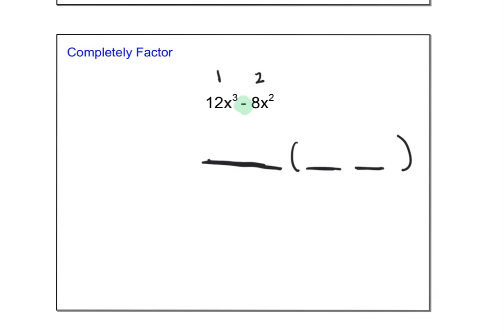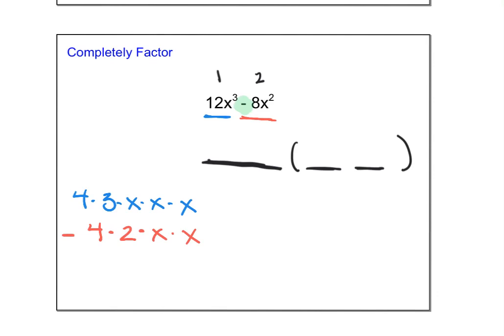So let's go ahead. This 12x to the 3, I think I'm going to rewrite it as 4 times 3 times x times x times x. And the negative 8a squared, I'm going to have a negative. And then how about the 8? Let's do 4 times 2, then times x.